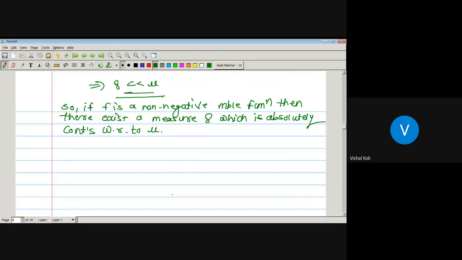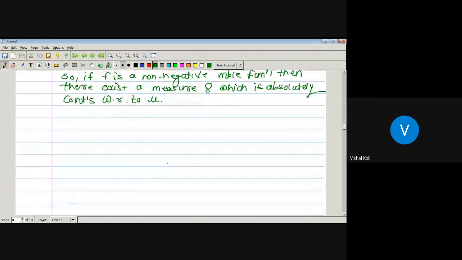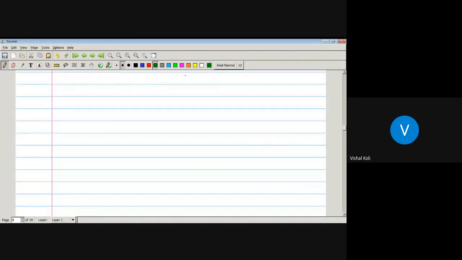Now its converse part is also true. If there are measures mu and gamma in which gamma is absolutely continuous with respect to mu, then there exists a non-negative measurable function f such that gamma of E is equal to the integration over set E of f d mu. Its converse part is also true, and that part is called the Radon-Nikodym theorem, and that we will see in today's lecture. Now let us see what the Radon-Nikodym theorem is.